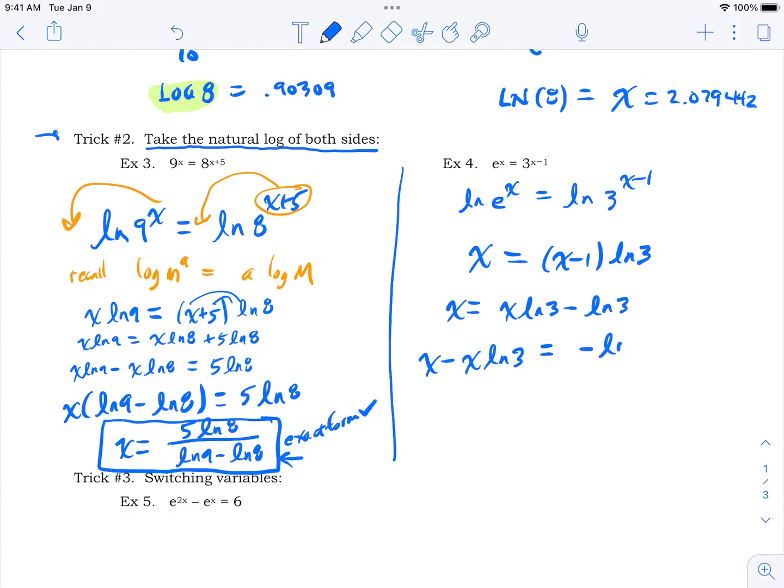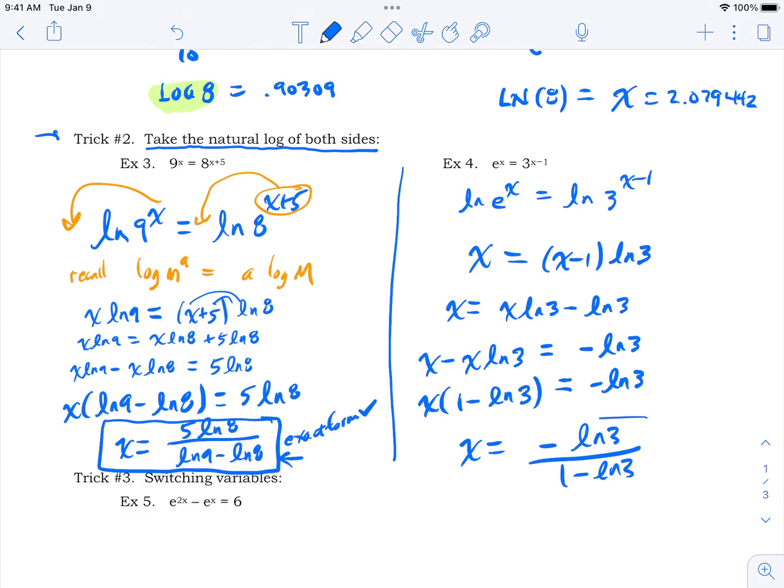Notice that equals a negative log 3. I'm going to factor the x out like this. Really, I'm combining like terms, but it kind of looks like I'm factoring out an x, right? And then I divide both sides by what's in the parentheses there. Negative natural log of 3 on top, 1 minus natural log of 3 on the bottom. That's a nice exact answer. It's beautiful.